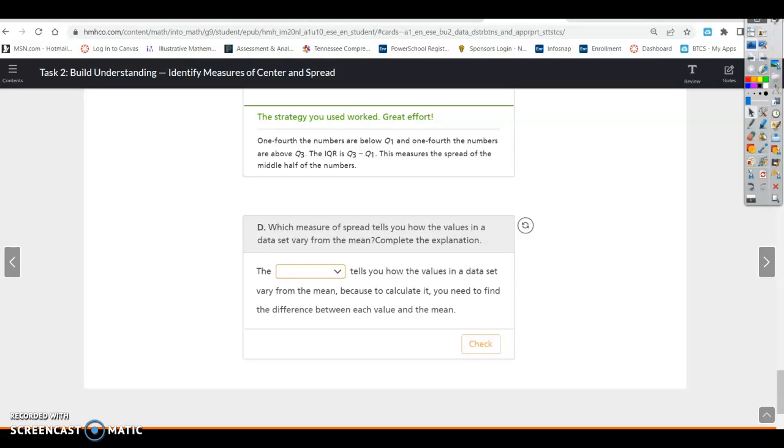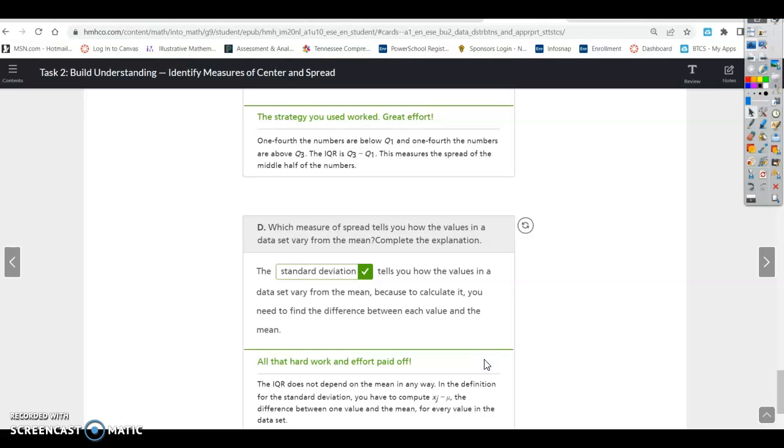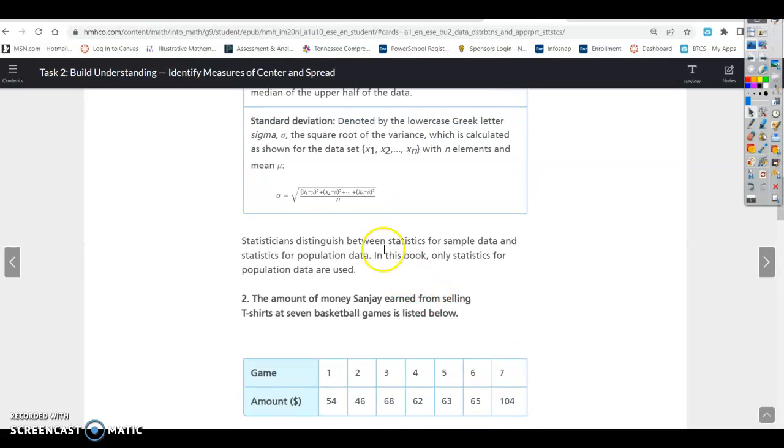Which measure of spread tells you how the values in a data set vary from the mean? Complete the explanation. The blank tells you how the values in the data set vary from the mean. So this would be standard deviation, because to calculate it, you need to find the difference between each value and the mean. So if you look back at the formula, you can see that you do take each value, so you take x minus the mean and then square it, plus another x minus the mean and square it, plus so on and so on. You do that for all the values, then divide it by the total number in the set, take the square root of that, and that's how you find the standard deviation.